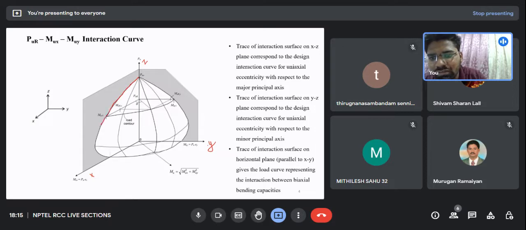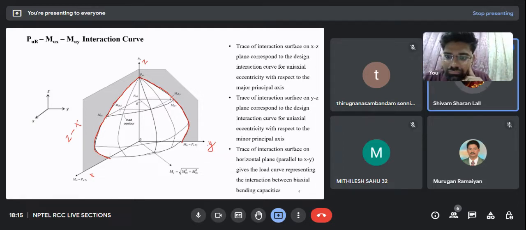What will this curve in the plane zx represent? Come on, anyone? And what will this curve in the plane zy represent? Come on. Sir, the PM interaction curve between factored load and the moment along the major axis. Yes, exactly.